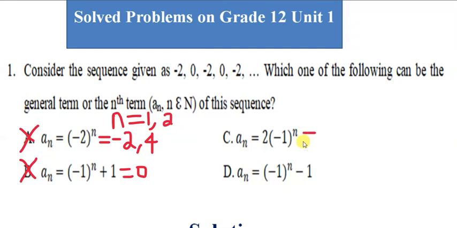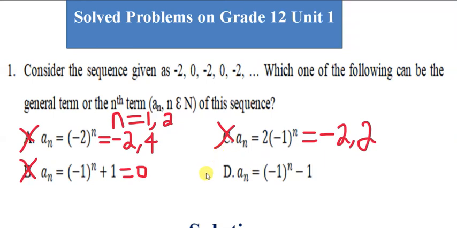This general term gives us, when our n is equal to 1, minus 1 to the power of 1, which gives us minus 1. Minus 1 times 2 is minus 2, which is actually the first term of the given sequence. But when n is equal to 2, minus 1 to the power of 2 gives us positive 1. 1 times 2 is equal to 2 itself. Therefore, the second term is not equal to 2, and therefore this also fails to be the correct general term.